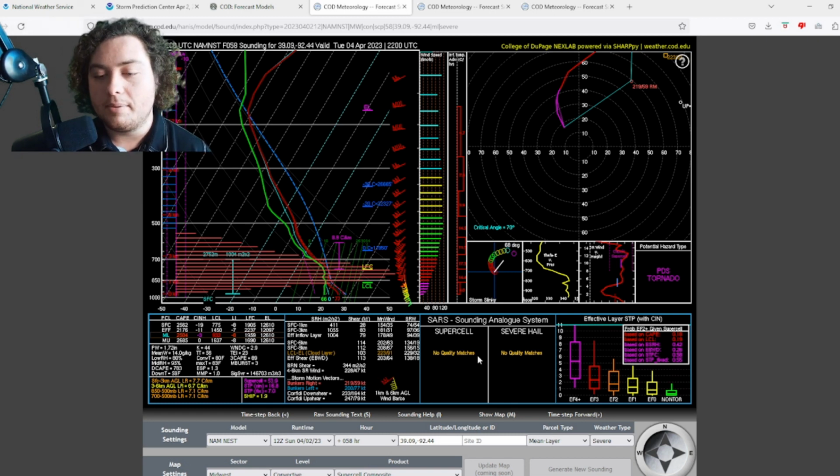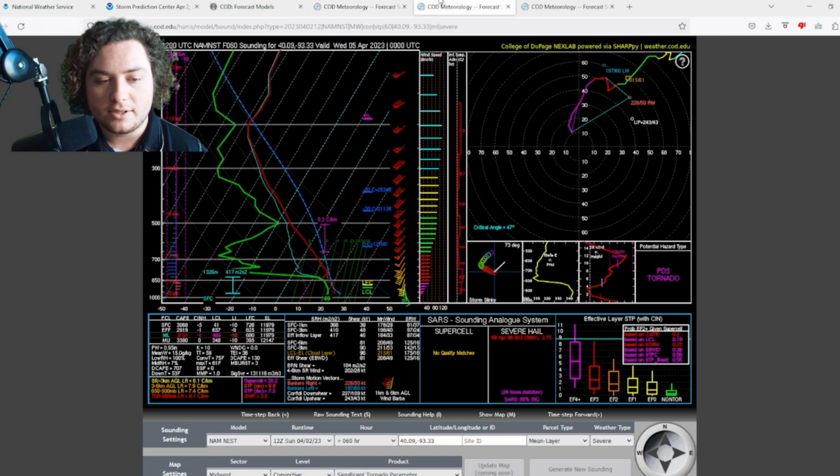Now, the potential hazard type with this is PDS tornado, and the potential for this is completely off the charts, according to what the NAMNST is saying. Next thing we're going to go ahead and show you is this one. This was taken near the Missouri-Iowa border right here.